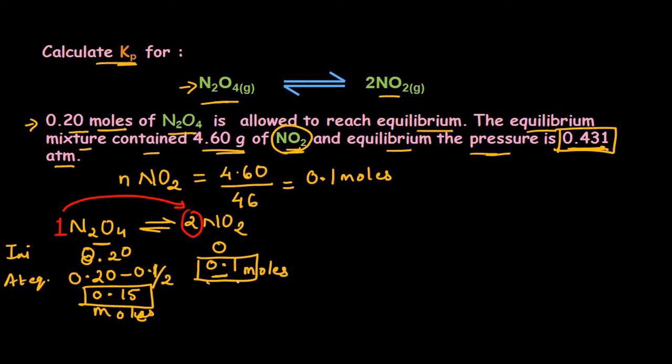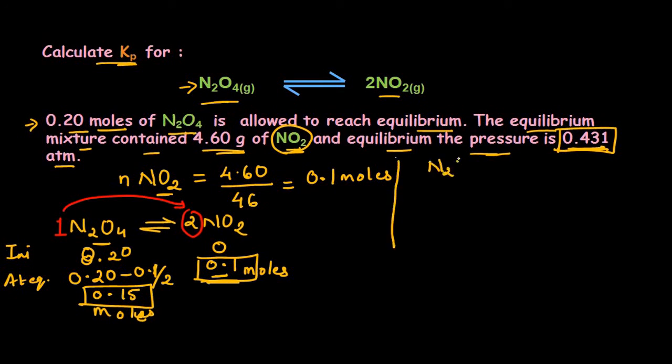Now how do we calculate the partial pressure from the moles? Here comes the term mole fraction. Now what is mole fraction? It's the amount of moles present in the given mixture. So what we have to do is divide the number of moles of a particular species by the total number of moles of the whole reacting mixture. So let's calculate the mole fractions of each and every species first.